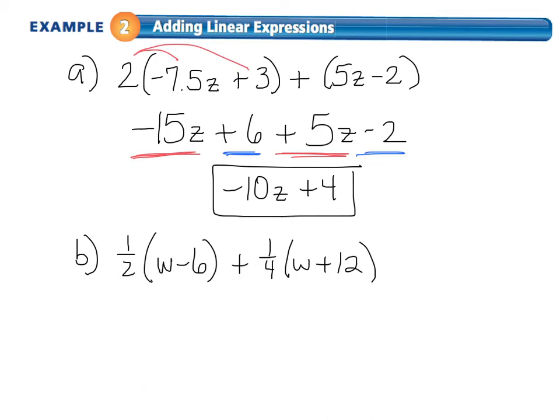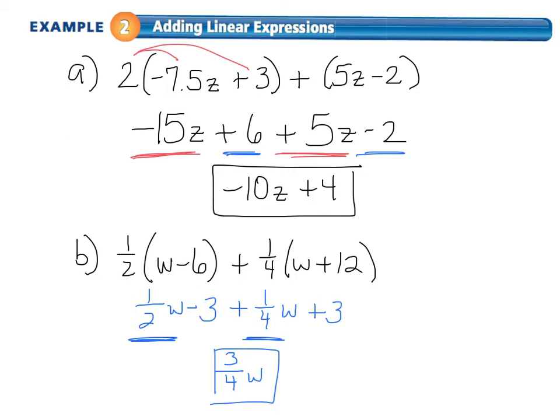Now in this problem, we would distribute the 1/2. That would give us 1/2 w minus 3. Then we distribute the 1/4, and that gives us 1/4 w plus 3. Now, combine like terms. 1/2 w plus 1/4 w would be 2/4 plus 1/4, which is 3/4 w. And the negative 3 plus 3 cancel. So my answer would be 3/4 w.